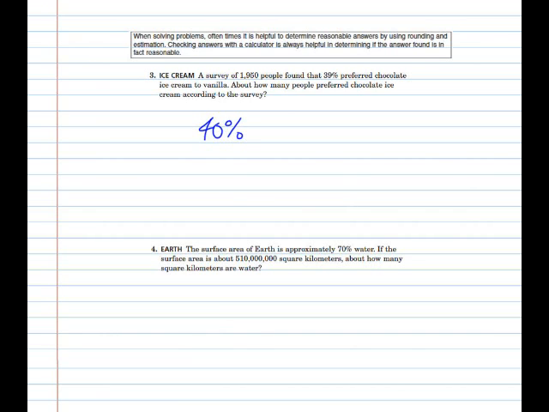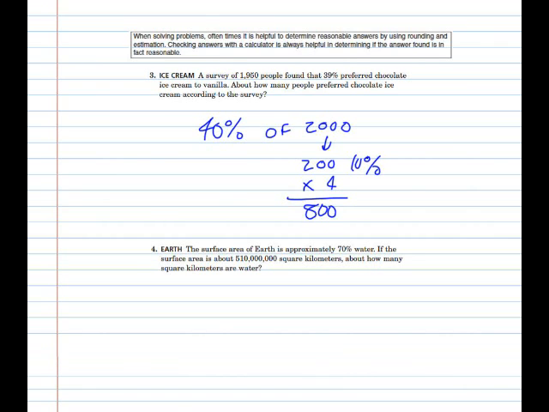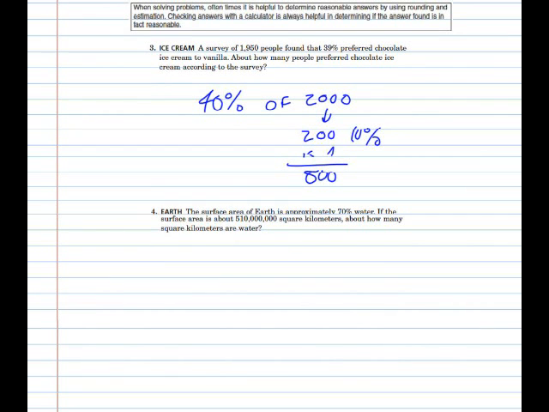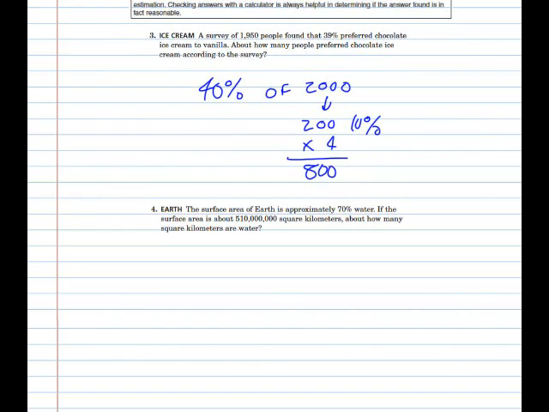Well, if we take 40% of 2,000, we take 10% of 2,000, which is 200. That's 10%. So then we take that times 4, and we get 800. If 10% is 200, then 4 times that much would be 40%, and therefore 800 people of our 1,950 people prefer chocolate ice cream.